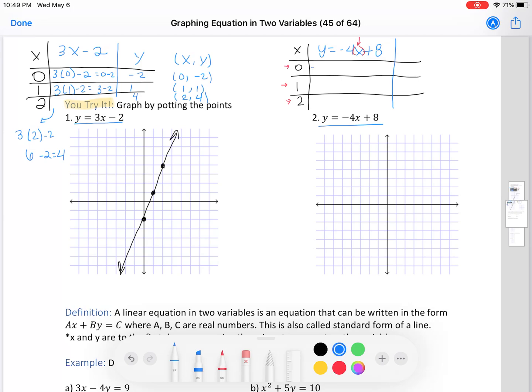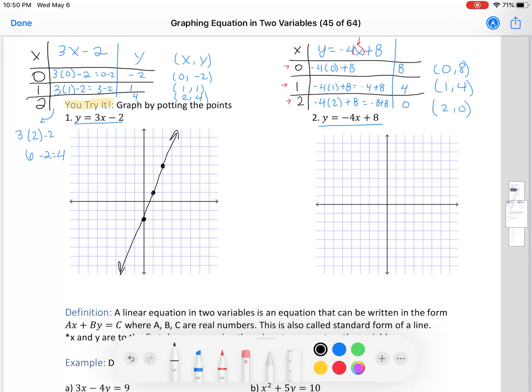Alright, so that we have negative 4 times 0 plus 8. We get 8. Negative 4 times 1 plus 8, negative 4 plus 8, we get 4. And negative 4 times 2 plus 8, we get negative 8 plus 8, 0. So this gives us the coordinate points (0, 8), (1, 4), and (2, 0).